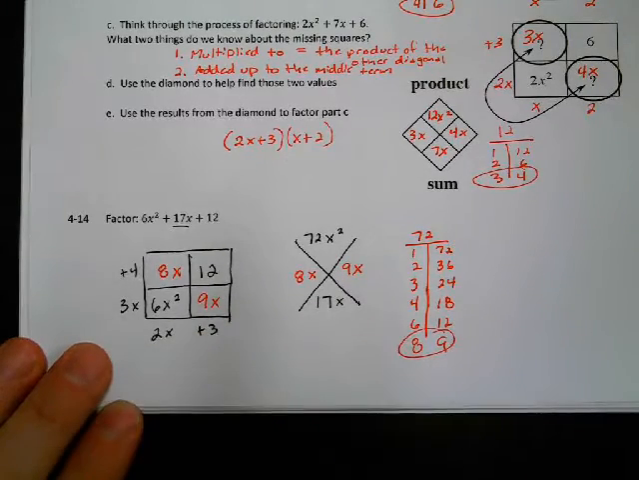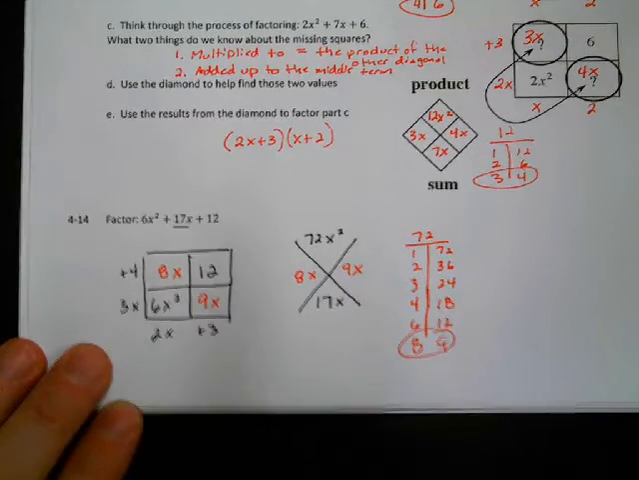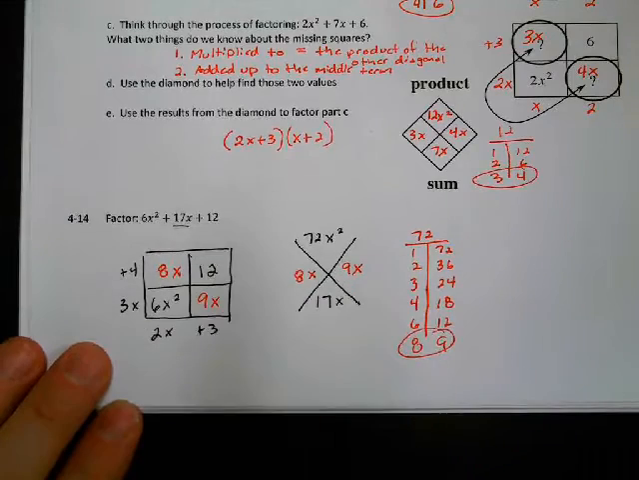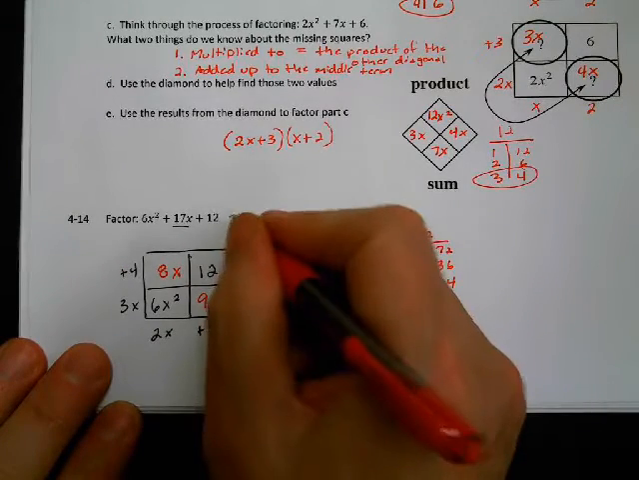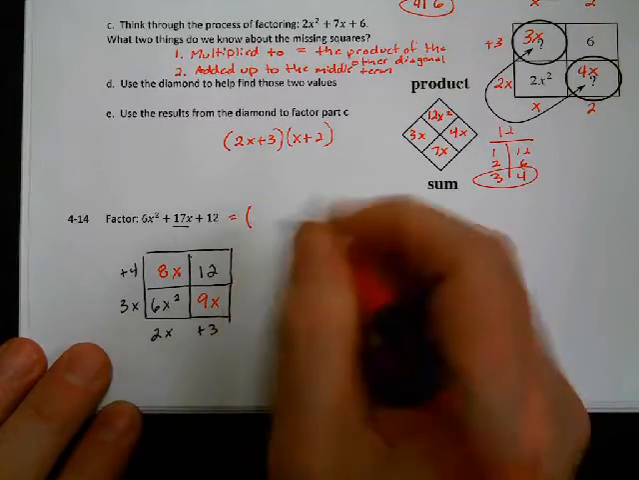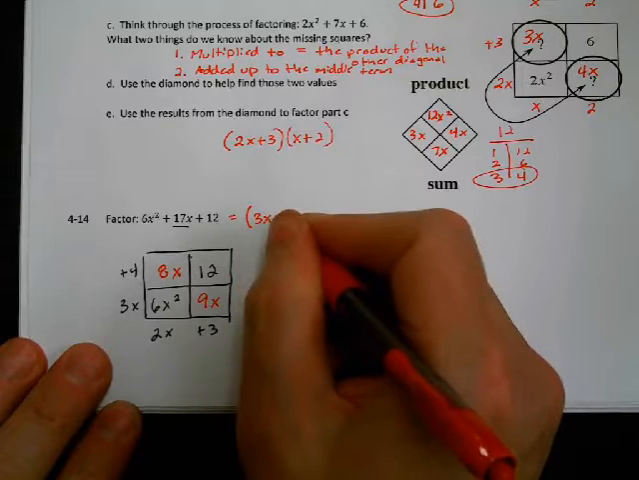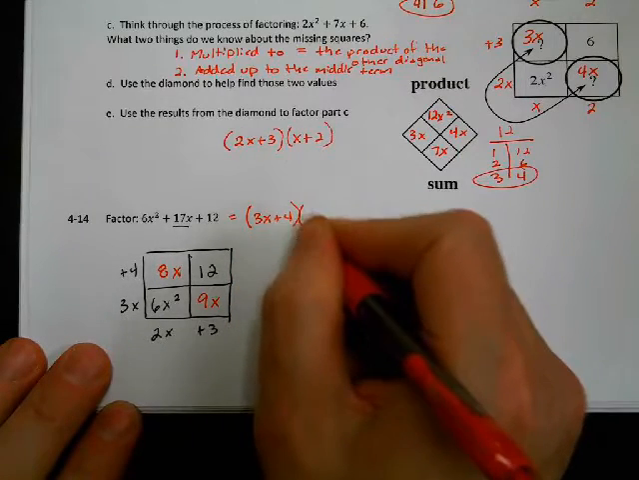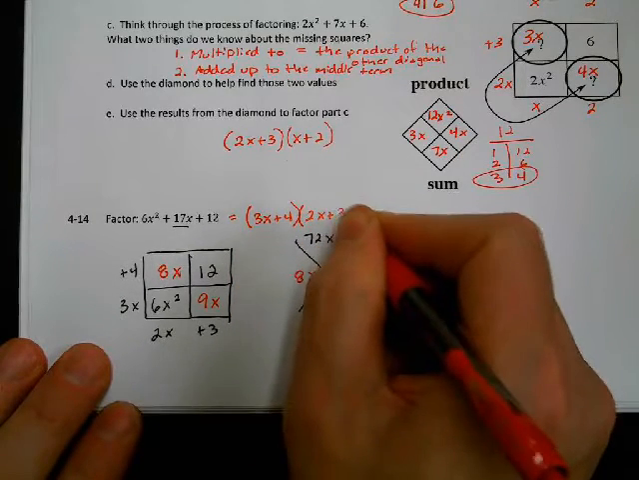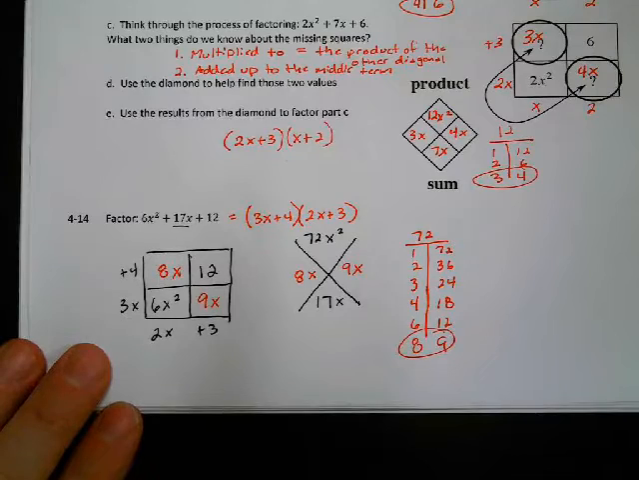So it's all working. So after all that work, I can now confidently say that 3x plus 4 times 2x plus 3 is what this factors into. There we go. We have factored it. All right, I think that's it. Yeah, that's it. That's our lesson.